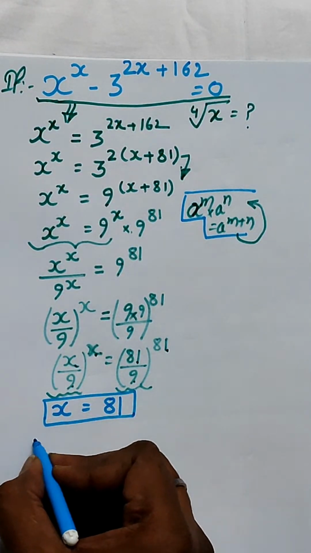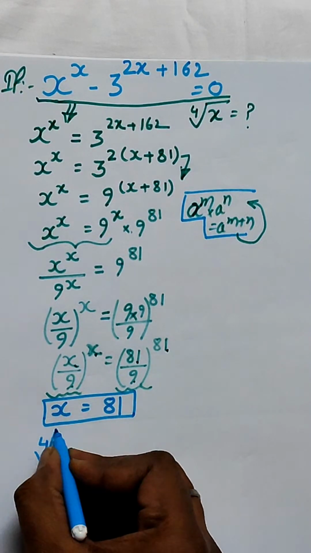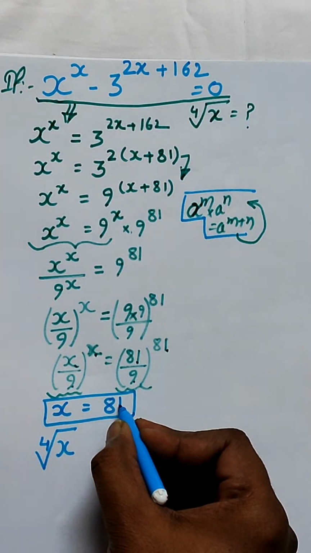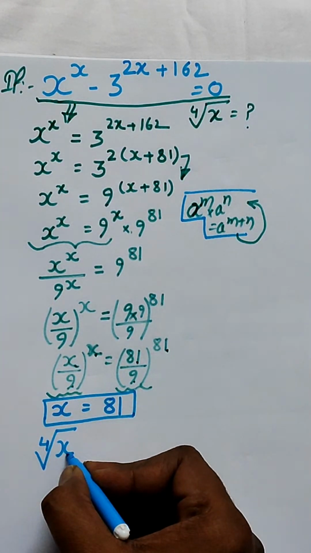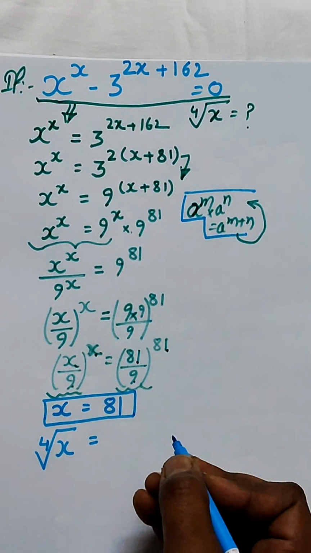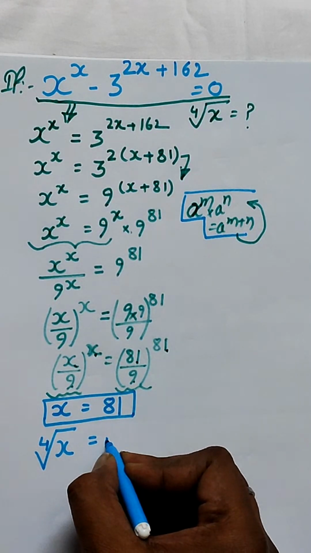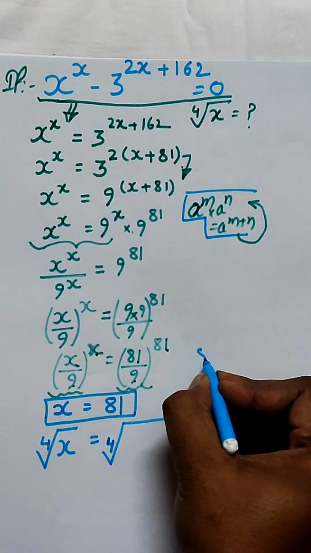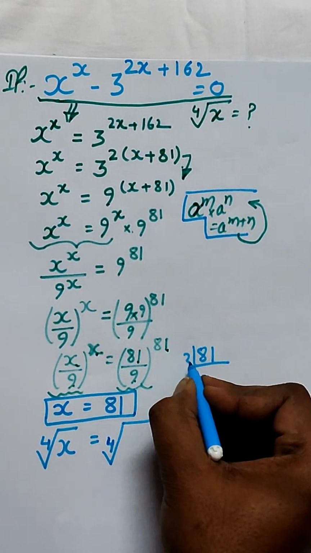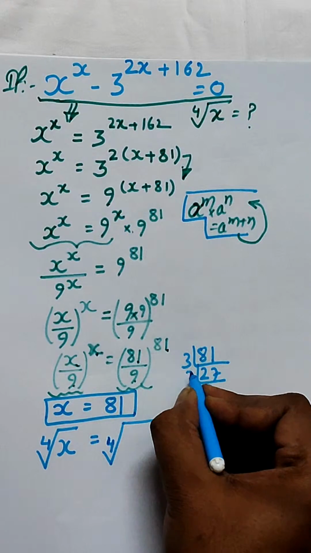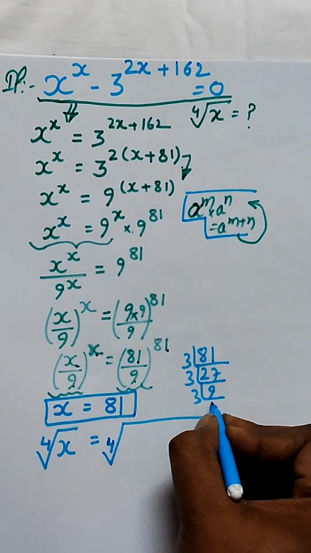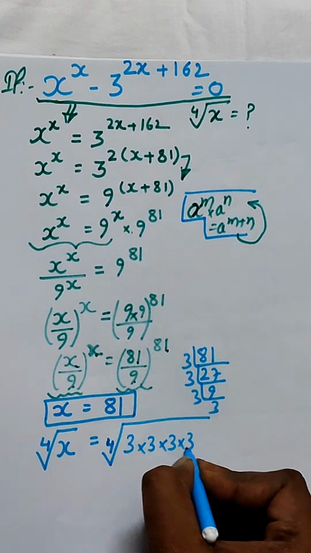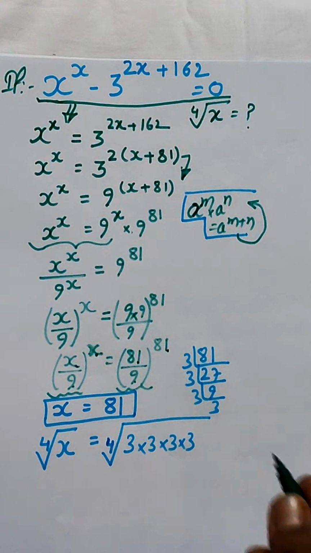Now, we need to find the value of the 4th root of x. That means the value of x here is 81. So the 4th root of x is what? Let us calculate it. 4th root means power 1 by 4, and 81, take the LCM of 81. 81 can be written as 4 times 3, that is 3 into 3 into 3 into 3. You can see 4 times 3 is coming.